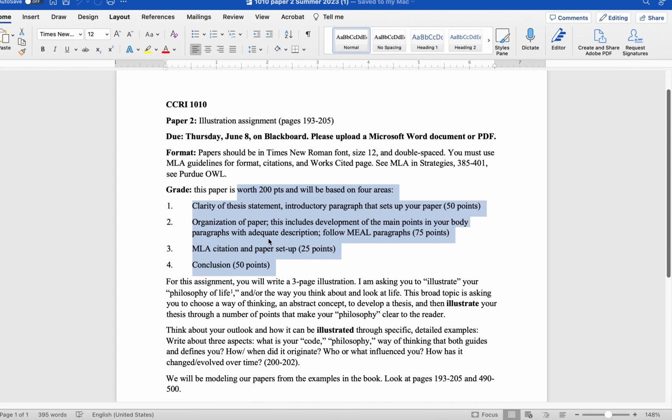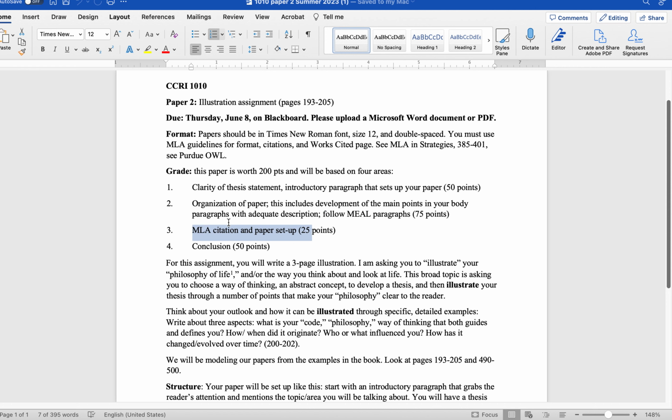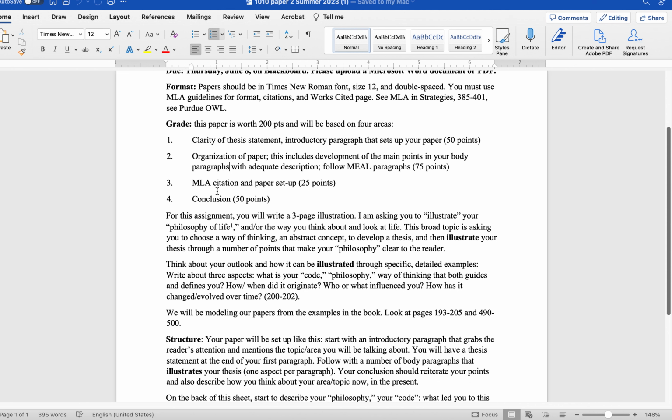Here is the grade breakdown, same as the first paper. Thesis statement, intro, 50; organization of body, main idea, evidence, analysis, link, lead out, 75; MLA format; and then conclusion. This paper is continuing a similar thread. Our first two papers are narrative papers, and I want you to use I, me, my, and then the last two papers we're going to be incorporating outside information.